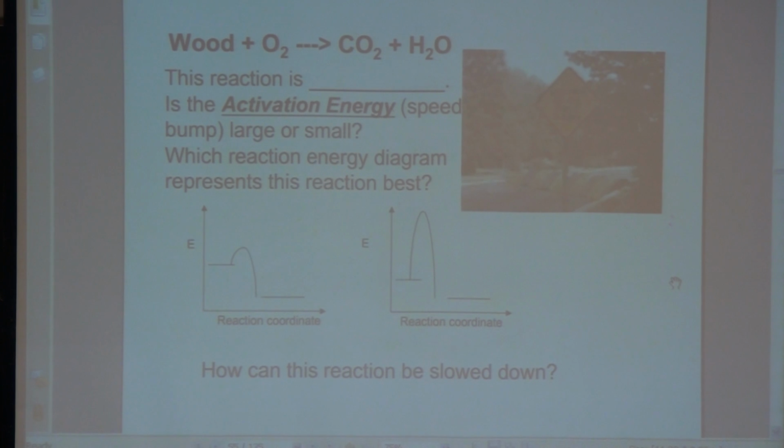Okay, so who says this one? Who says that one? Okay, so those who said this one, this should be this one. Note that this has a small activation energy.